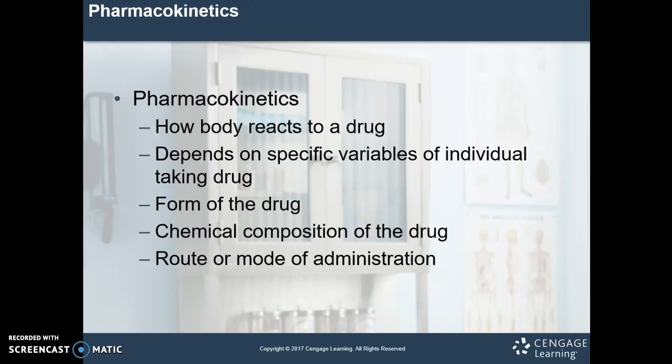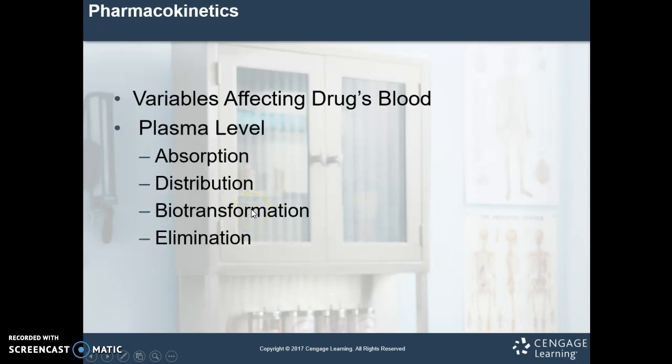Last but not least, we're going to talk about pharmacokinetics and some different stuff that affects how drugs act in the body. Pharmacokinetics is a term that describes how the body reacts to the drug, which depends on specific variables of the individual taking the drug, the form of the drug, the chemical composition of the drug, and the route or mode of administration. So let's talk about variables affecting drugs' blood plasma level.